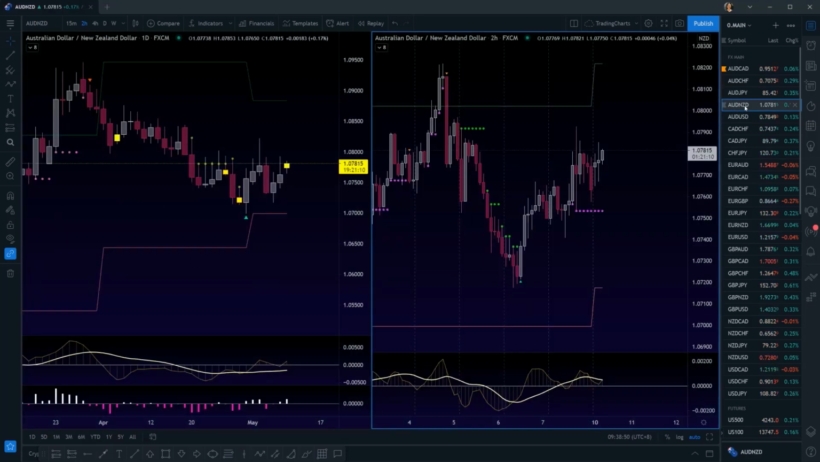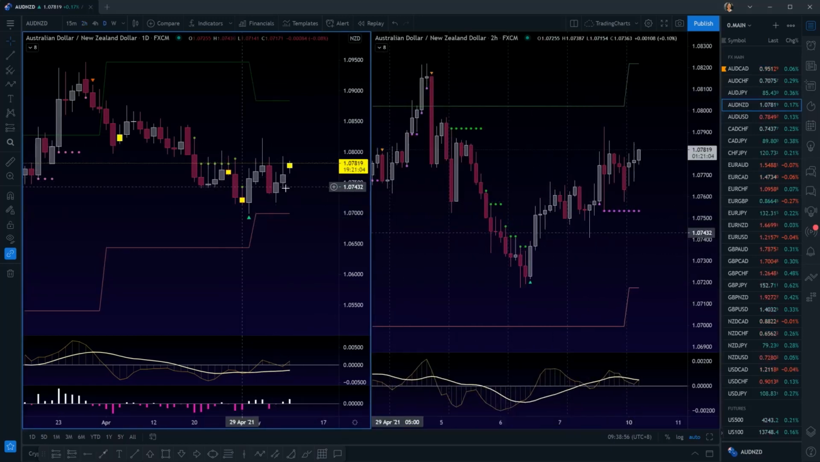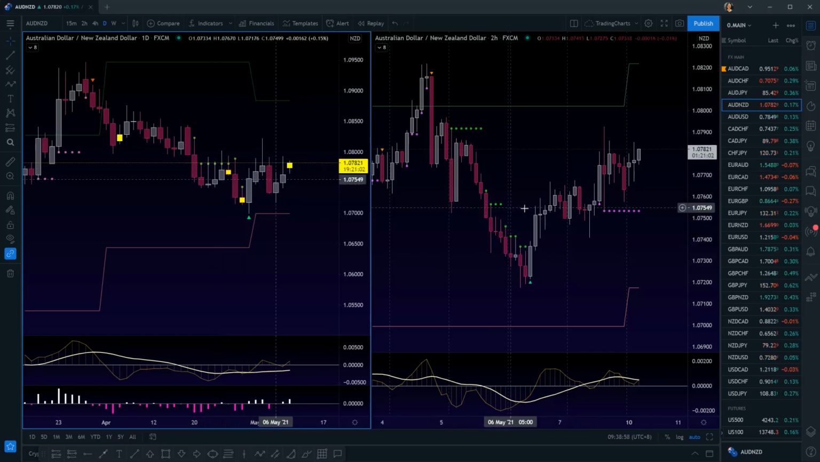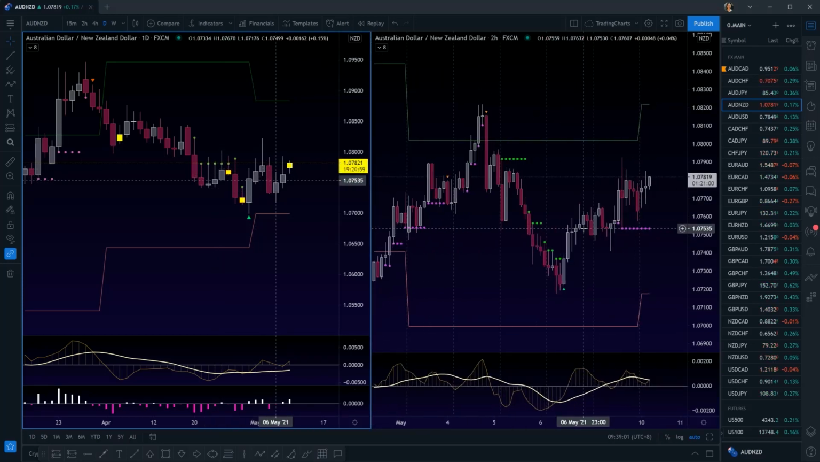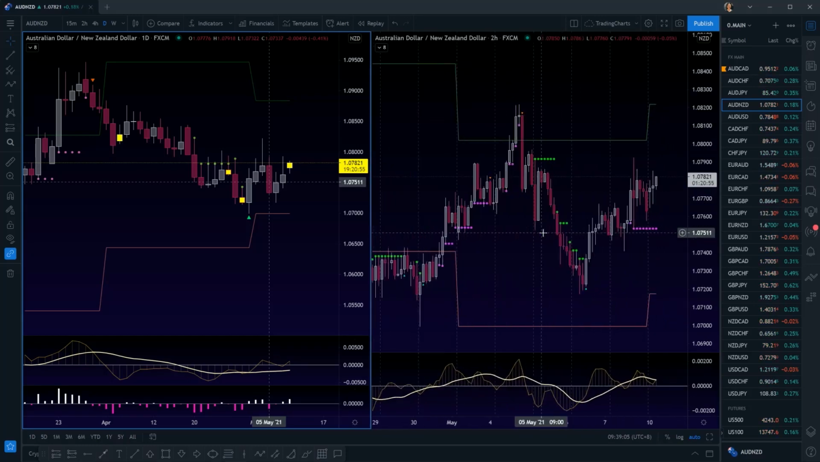Aussie New Zealand dollar. This is just messy, pretty messy for what I trade, so I don't see much of a setup here. I'm gonna skip this.